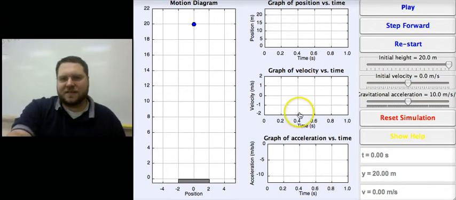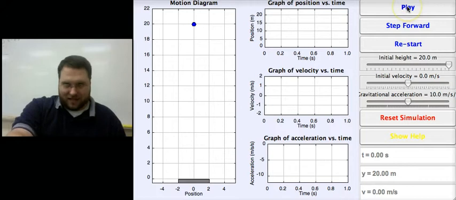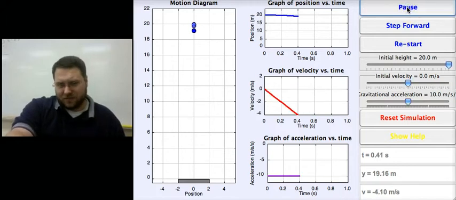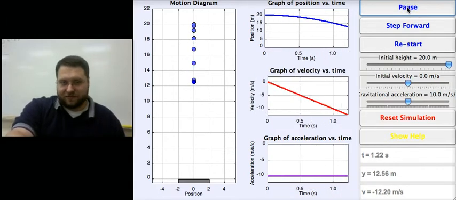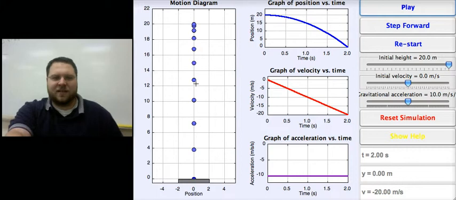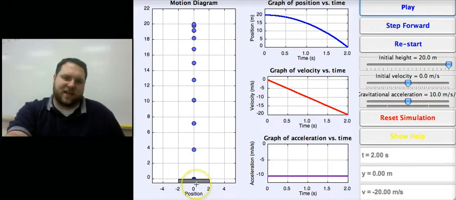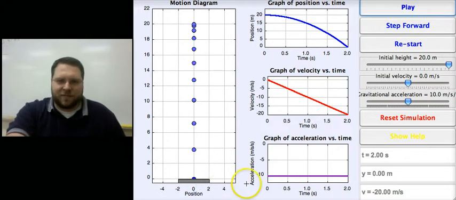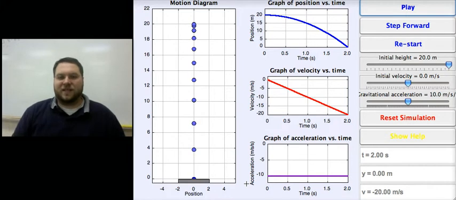So I found this lovely simulation on the internet, and when you hit play, it shows what would happen if you dropped an object on Earth. What you see here is that the blue dot is the object that's falling, and as it falls, it picks up speed because of the Earth's gravity and falls faster and faster and faster, and that's what we're going to talk about.